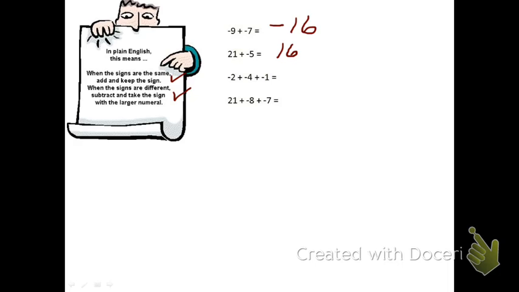Adding more than one integer is not a problem, just go from left to right. Negative 2 plus negative 4 is negative 6. Negative 6 plus negative 1 is a negative 7. And the last group, 21 plus negative 8, I want the difference, so the difference between 21 and 8 is 13, and it's a positive 13. So now I have 13 plus negative 7, so the difference there is 6, and since the 13 is positive, it's a positive 6.